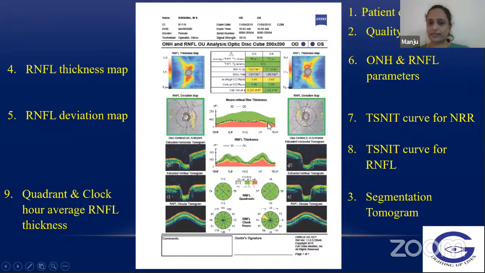Zone 7 is the TSNIT curve for the neuroretinal rim. Here, the continuous line is for the right eye and the dotted line is for the left eye. If the graph falls within the green area, it is within normal limits. Yellow will be borderline and the red will be abnormal. Zone 8 is the TSNIT curve for the RNFL. Usually, it has a double hump pattern because of the increased RNFL thickness in both superior and inferior quadrants. Zone 9 is the quadrant and clock hour average RNFL thickness.